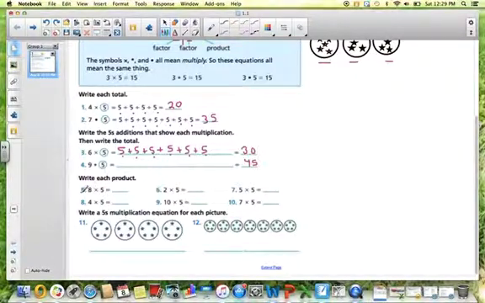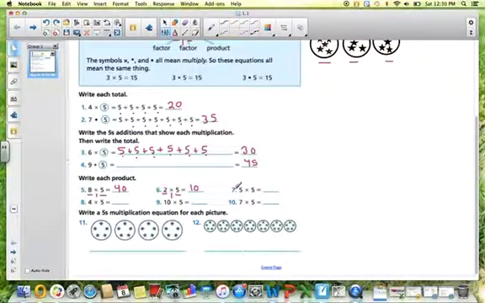Okay, let's move on. Write each product. Now we have number 5, 8 multiplied by 5. So we know we have 8 groups of, multiplication sign means of in words, of 5. So let's use our fingers and count by 5s. 5, 10, 15, 20, 25, 30, 35, 40. So 8 times 5 is 40. Okay, let's move on to number 6. We have 2 multiplied by 5. We have 2 groups of 5. So let's count by 5s. 5, 10. Oh, that was easy.